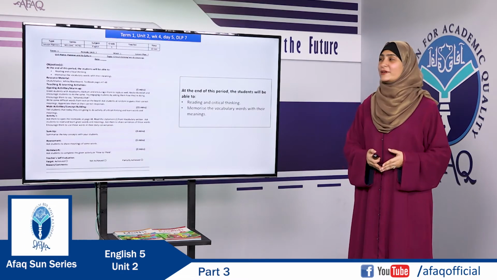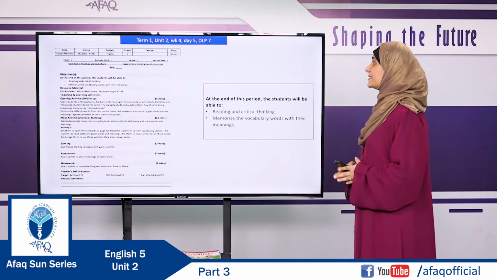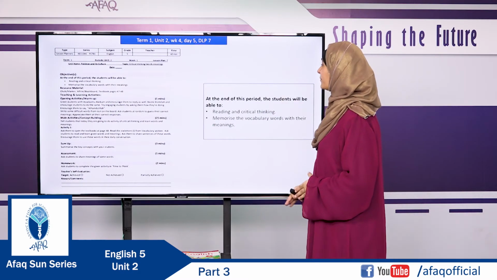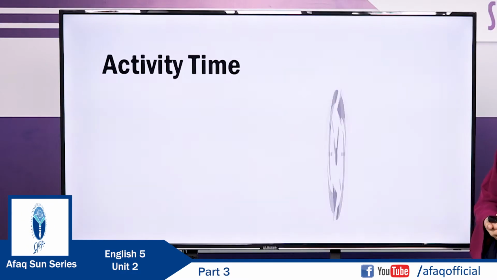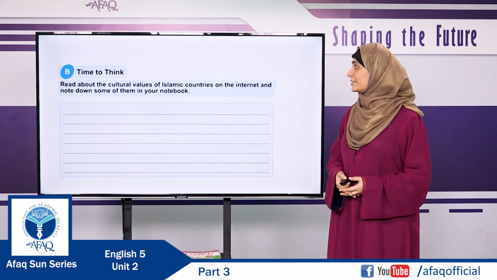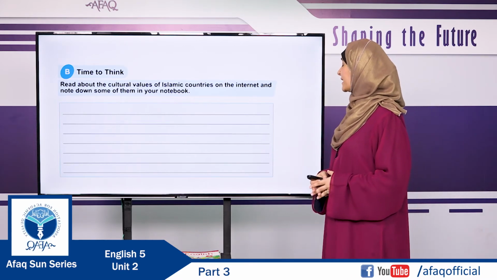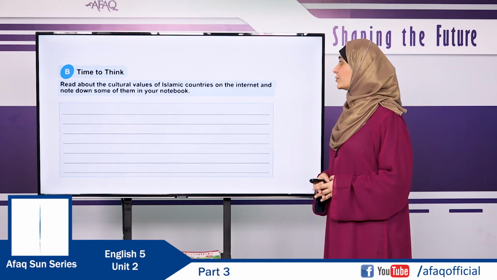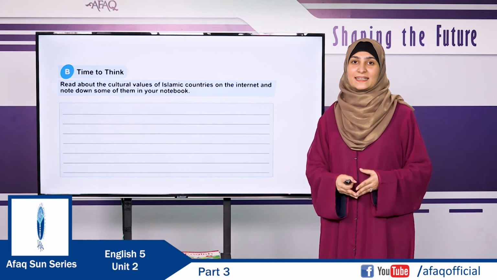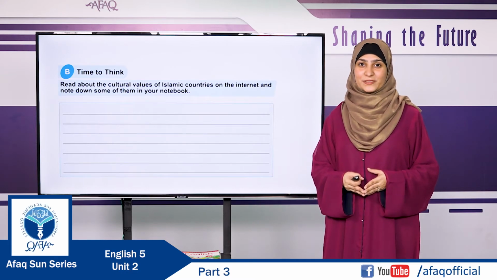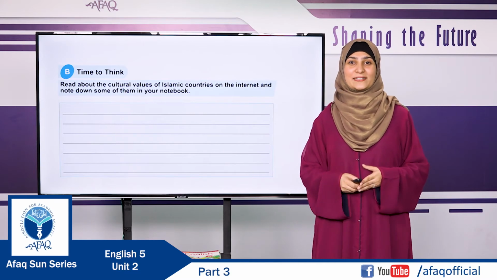Now, let's move forward to our next lesson that will cover the Term 1 Unit 2 Week 4. It's Day 5 and the DLP 7 will help you to obtain the following learning objective. Dear teachers and students, let's start our next activity. This activity will help you to read about the cultural values of Islamic countries on the internet and you will note down some of them in your notebook. So, open up the internet and find out the Islamic cultural values. It's going to be really great fun and do not forget to share it with your classmates too.